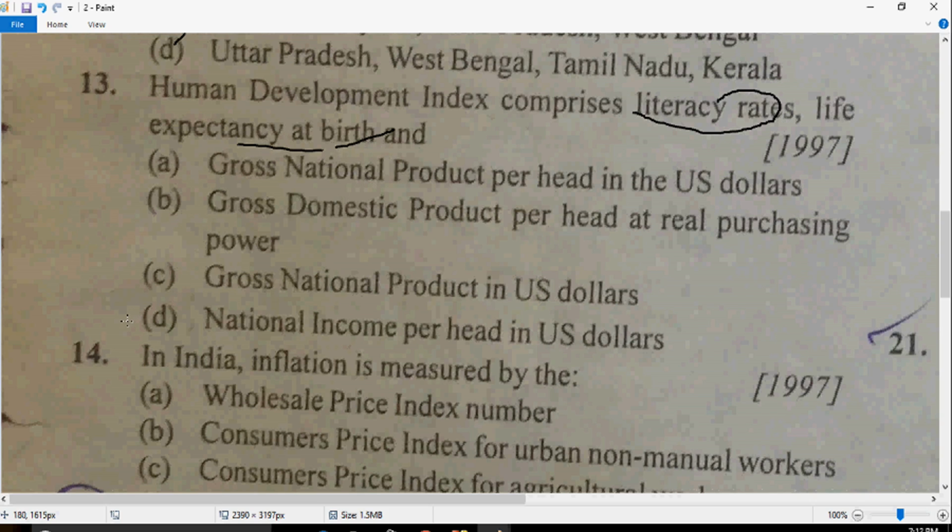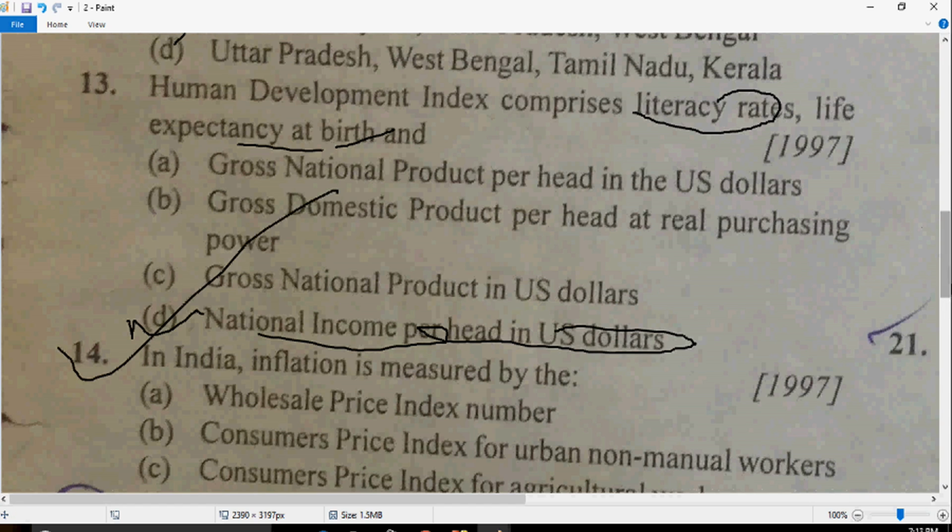Question 13 is going to be D, because national income per head in US dollars is given here, and national income per head definitely reflects the standard of living, that is, adjusted real income. Also remember the person's name, Mahbub ul Haq. Now question number 14.